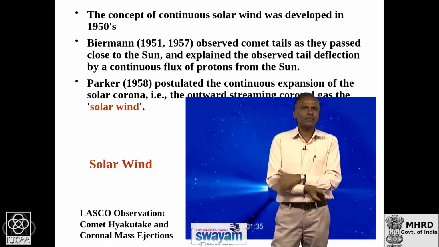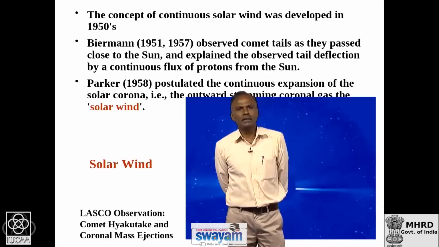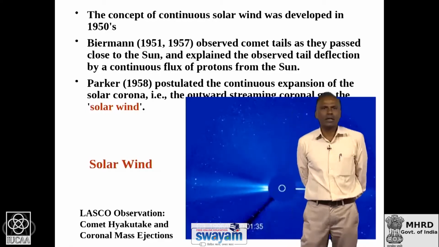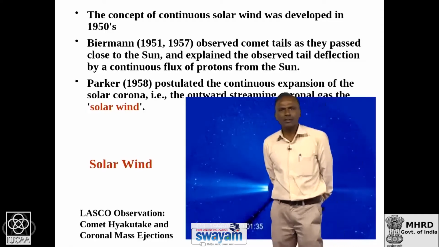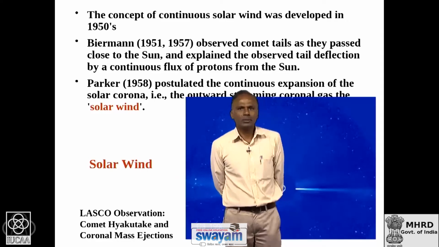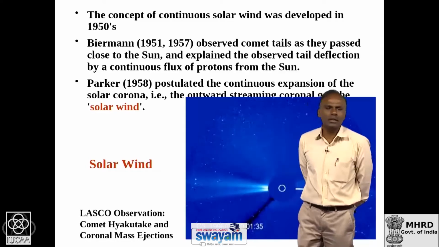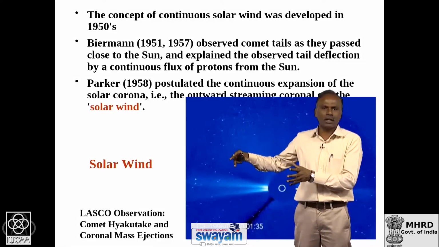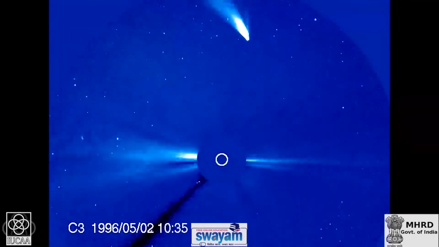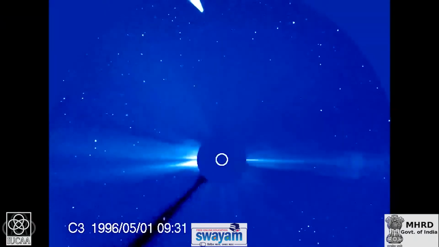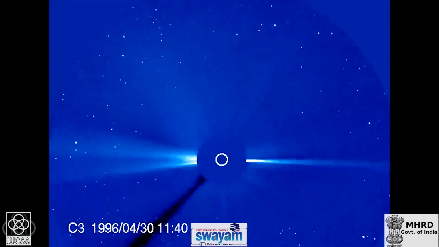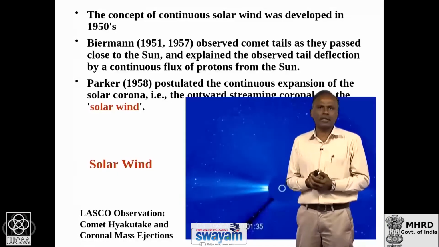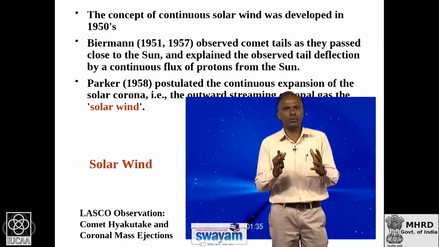Okay. The concept of continuous solar wind was developed in 1950s. For example, 1951 to 57, Biermann observed comet tails as they passed close to the sun and explained the observed tail deflection by a continuous flux of protons from the sun. For example, as a comet goes close to the sun, the length of the tail increases. So, you can see in this video, as the comet passes close to the sun, the tail size increases. So, he postulated there must be some continuous flow of protons from the sun.